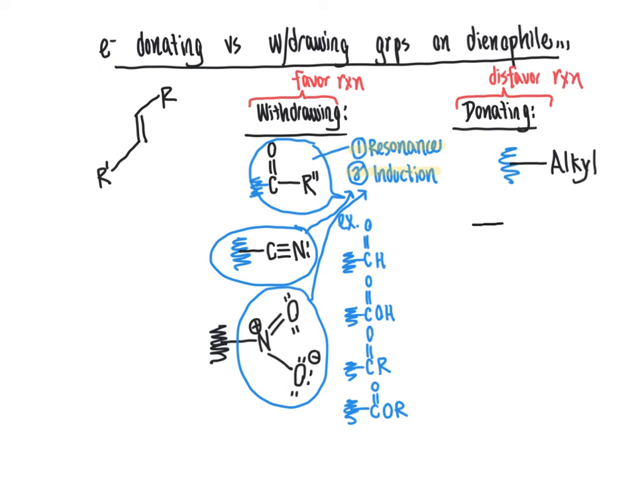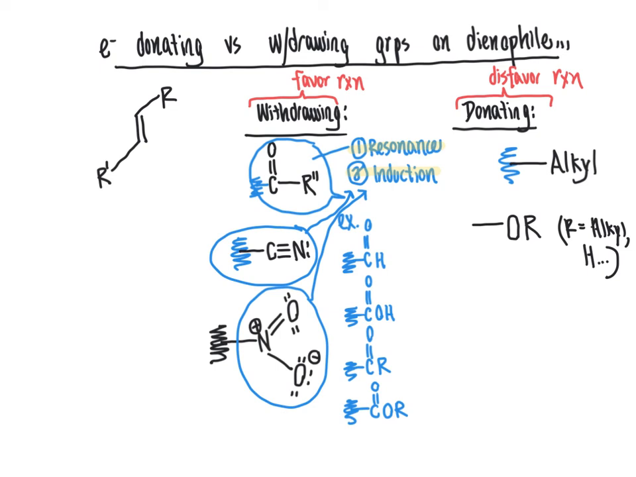Now, here's a scenario that may cause you to scratch your head a little bit. If we have an O-R group, where R here can be an alkyl group, it could also be a hydrogen, it could be a variety of other atoms there as well.